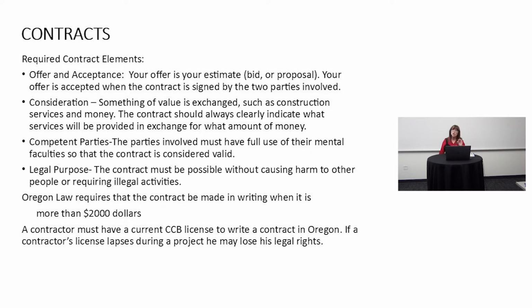The required contract elements. Here's what you need to include in your contracts when you begin to write them. A contract has both offer and acceptance. Your offer is your estimate or your bid or proposal. Your offer is accepted when the contract is signed by the two parties involved, or 3 parties. You can have more than 2 parties.